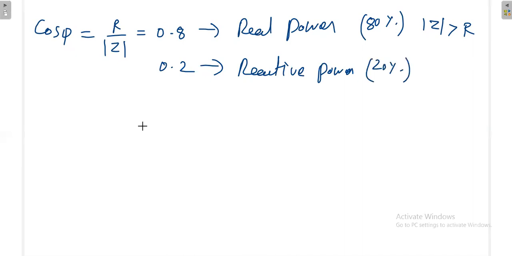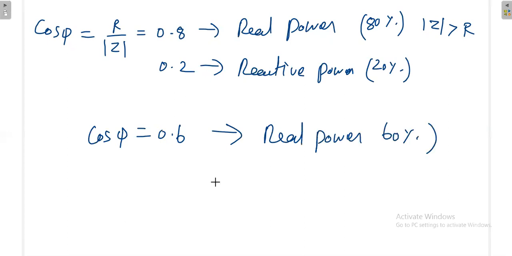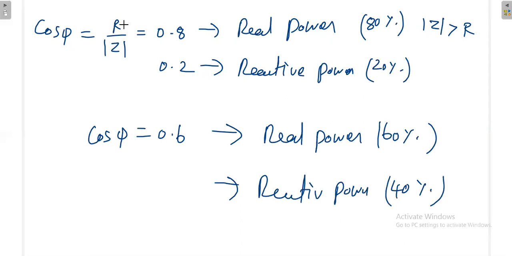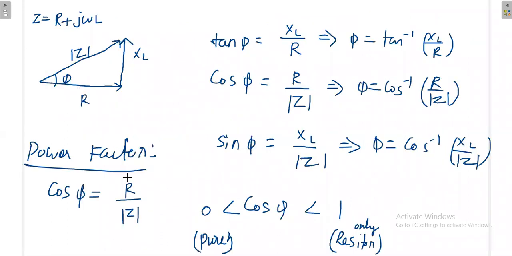You can have some other value also. Suppose cos phi is coming as 0.6. Then out of total power the real power is 60% and the reactive power is 40%. The numerator is representing the resistance, meaning real power, and the denominator is the total. Out of total power, how much real power is there? So if it is 80%, the remaining power has to be the reactive power. That is the actual meaning of power factor.